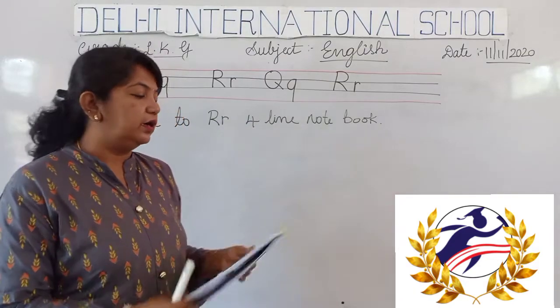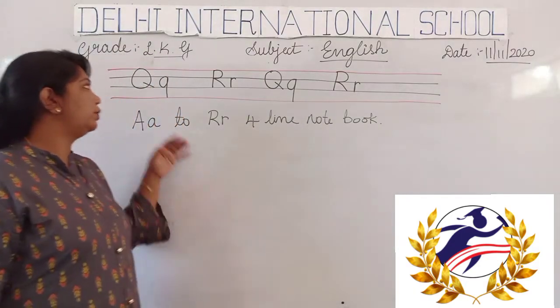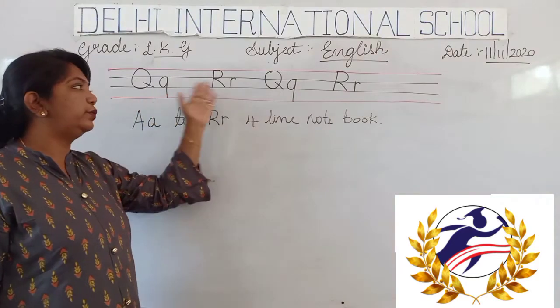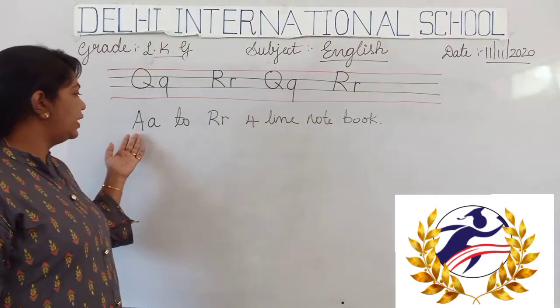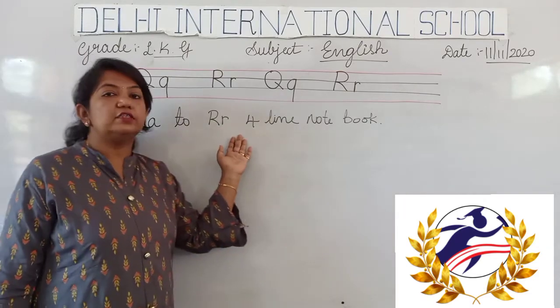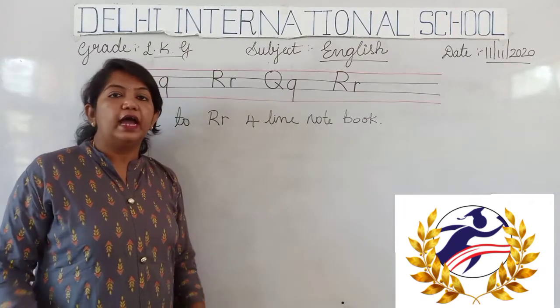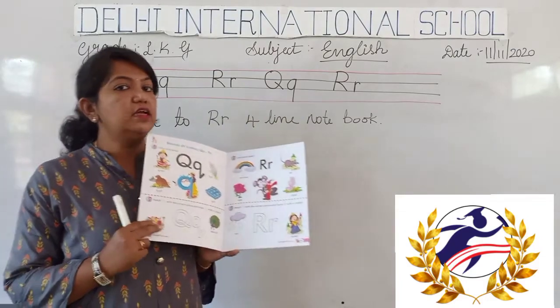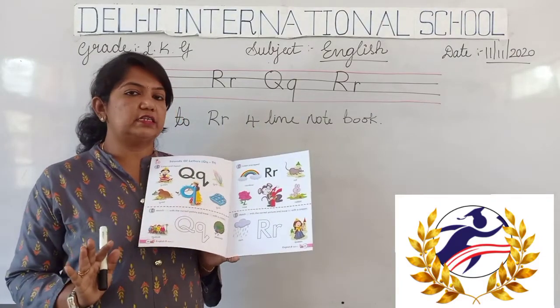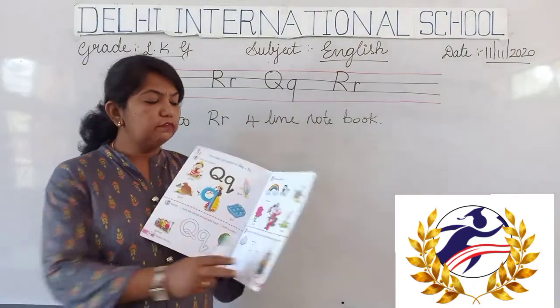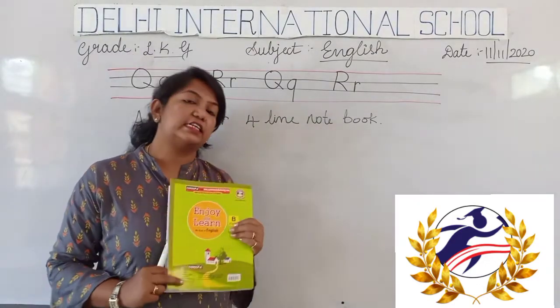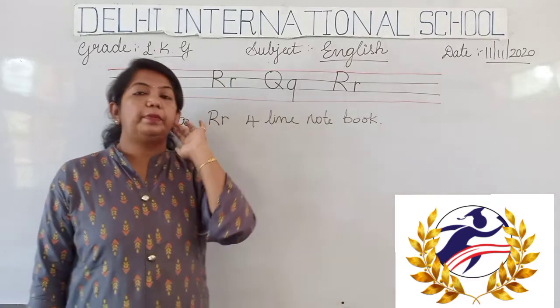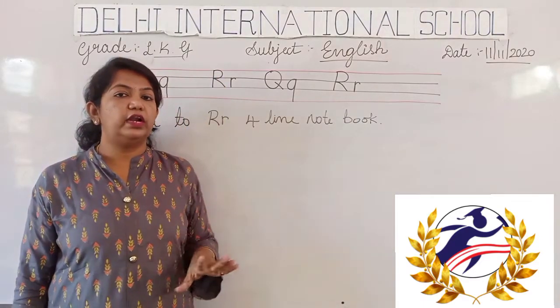Okay, and what the thing you have to do? You have to write Q small q and R small r in your alphabet book, and afterwards you have to write A small a to R small r in your 4-line notebook, and afterwards you have to practice the oral with phonics. Okay, we will continue the next letter S small s and T small t in next class, and keep practicing writing and oral daily.